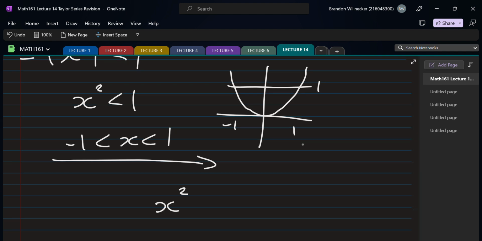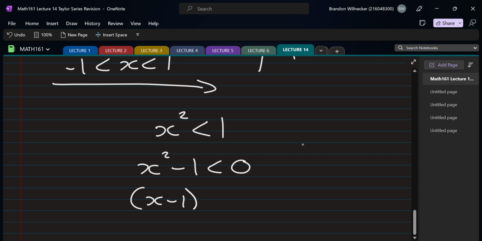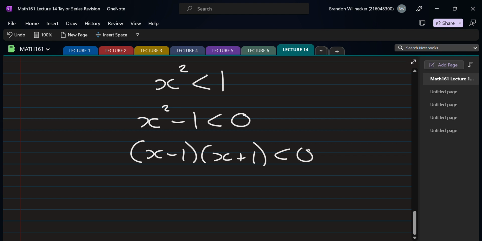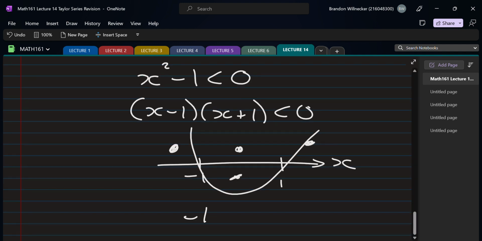If you want to do it the long way, we can have x squared is less than 1. So x squared minus 1 is less than 0. Then we can factor this as (x minus 1)(x plus 1) less than 0. So this is the long way, like from high school. Then we write the number line, minus 1 and 1, and you look for a value here, a value here, a value here. Then we see where it is less than 0, and that will be minus 1 less than x less than 1. That's the long, long way. Or you can draw the picture, and then you see.